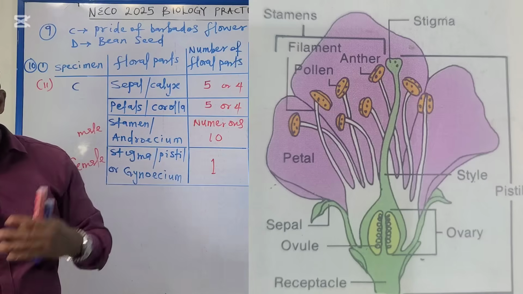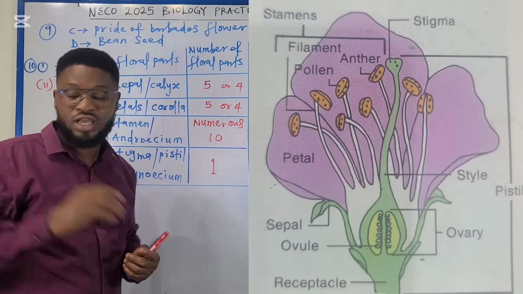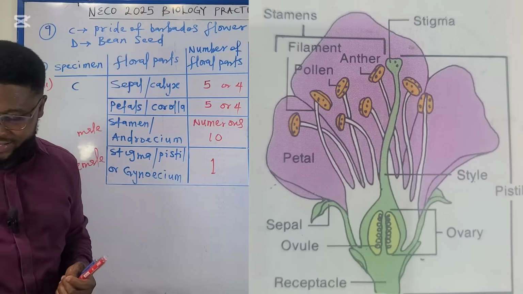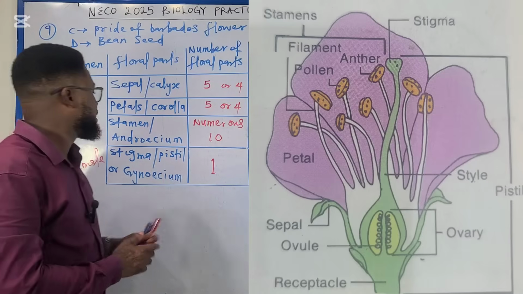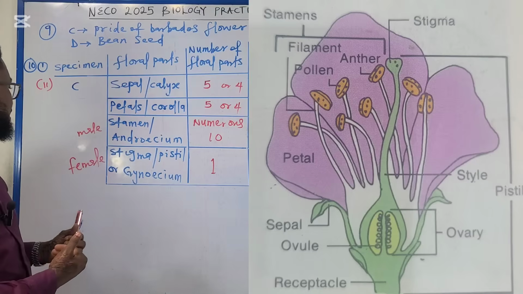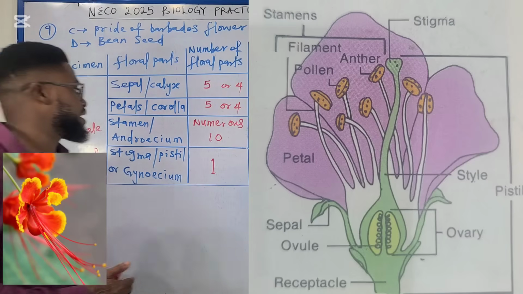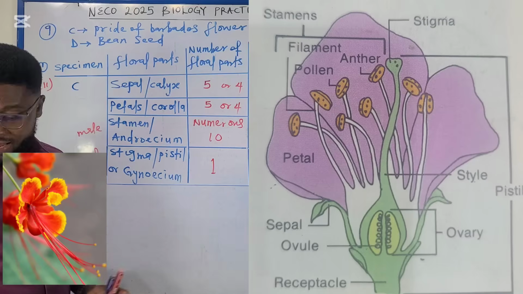Okay, we usually have a good number of them. It could be 10, it could be 8, it could be 9, so very numerous. Just count them. But the one at the center is now the stigma or the pistil or the gynoecium that receives the pollen grain released from the anther or the stamen or the androecium, as the case may be. So it's usually one at the center.